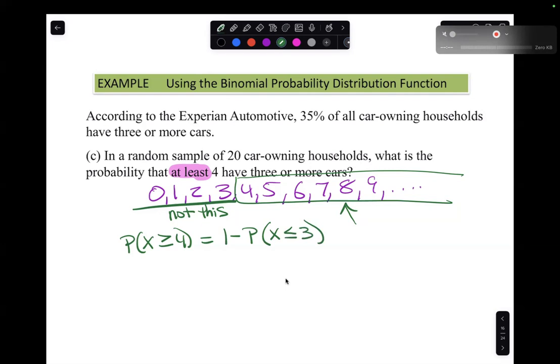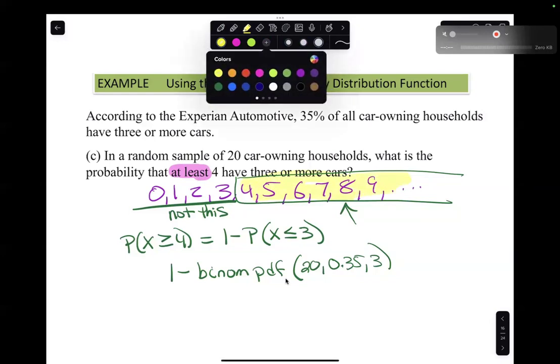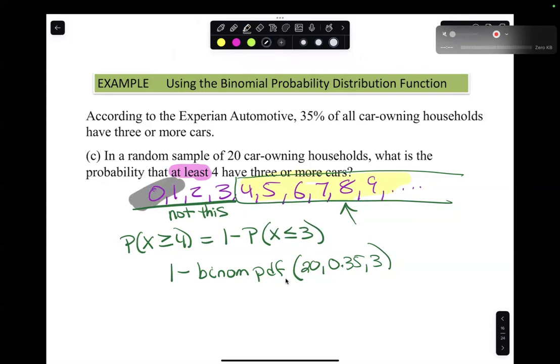So therefore, in my calculator, I'll put 1 minus binom PDF, 20, I couldn't remember how many trials, 0.353. I hope that visual helps, that if I'm looking for this, then it's not the other, then it's not this.